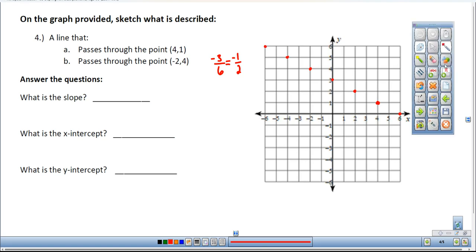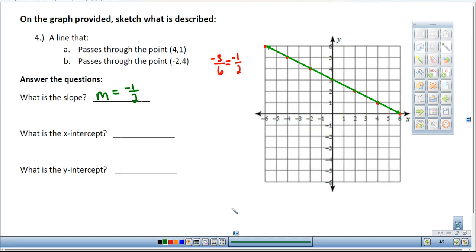Patterns are a big part of all this. So I'm going to draw that line. And now we can answer the question. So what is the slope? The slope was 3 for every 6 going downward, but we are simplifying that. We always want to. So my slope is down 1 for every 2.